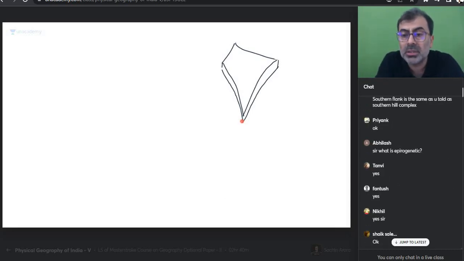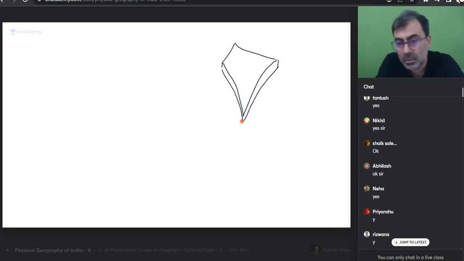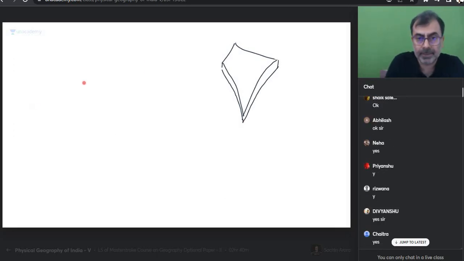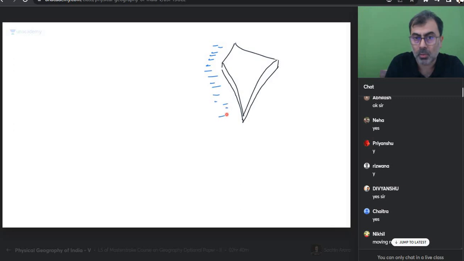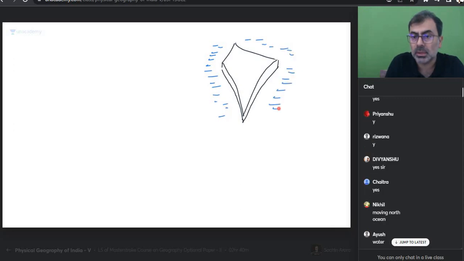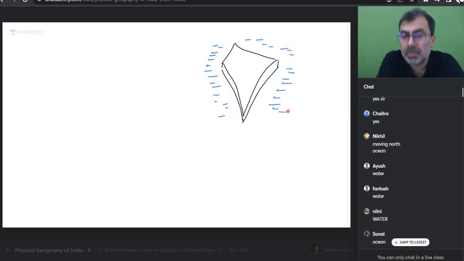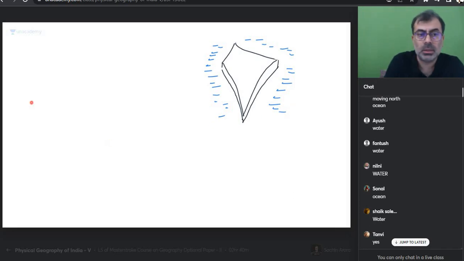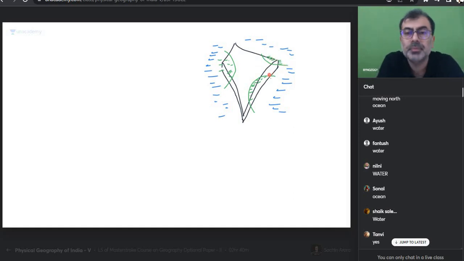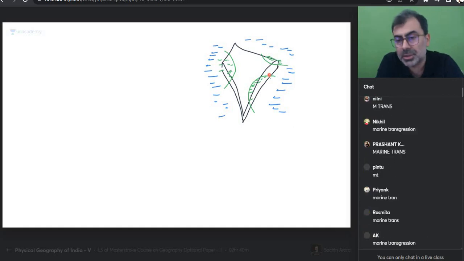This is our peninsula. What is it doing? Sir, it is going northward. Perfectly okay. It is surrounded by water. Yes or no? Now what happened was, this area, water came on top of land, some part. And this area also experienced this. What do we call this? This process, water coming on land, marine transgression happened.